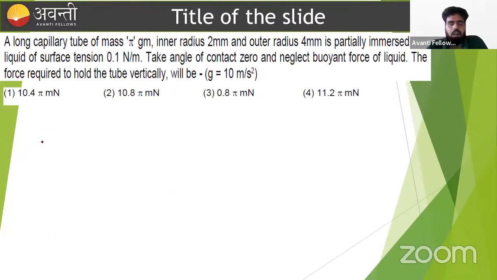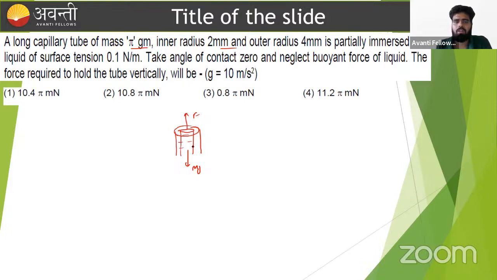Here the question is asked from fluid property, a capillary tube with a given inner and outer radius. Suppose this is our capillary tube, and the inner and outer radius is given. By the property of surface tension, we have to apply some force to hold it vertically. Why do we have to apply the force? Because there are downward forces acting: one is mg and another is due to surface tension.